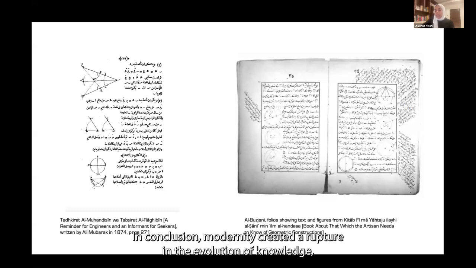In conclusion, modernity created a rupture in the evolution of knowledge. The separation of arts and science, the rapid advancement of technologies, and the transfer of knowledge and technology surely impacted the evolution of the architectural discipline.